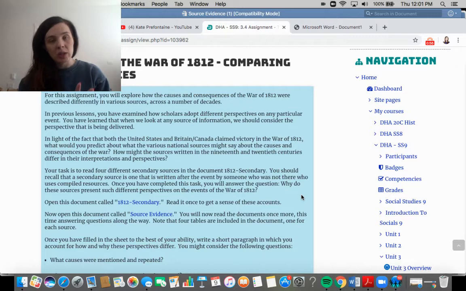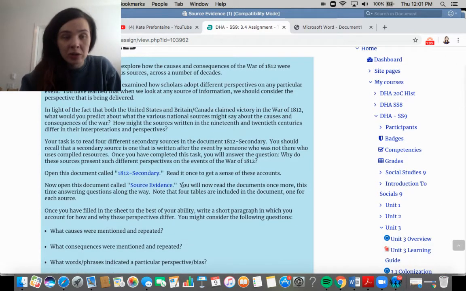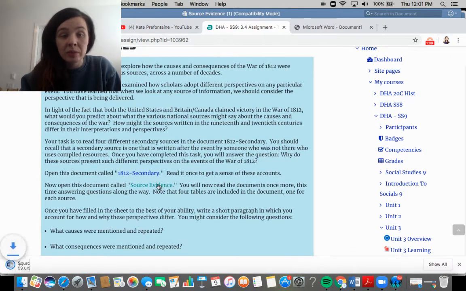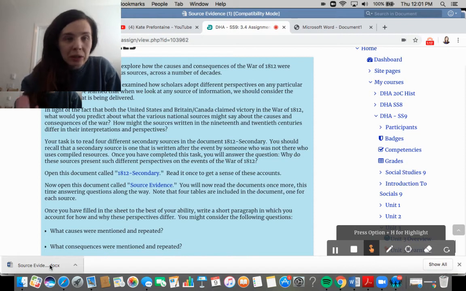You'll have a worksheet to go and complete, and at the end of that worksheet, you're going to write a small paragraph, okay? So essentially what I recommend first is to open up this document right here. It's called Source Evidence. Okay, so you might have it get downloaded. You might have it where it just automatically goes into your downloads.